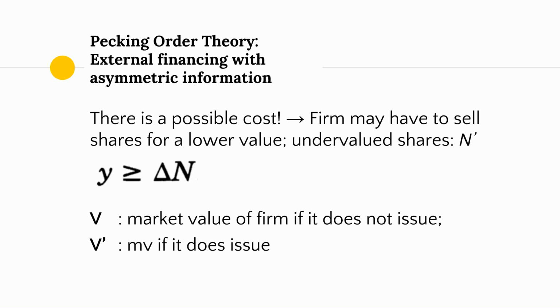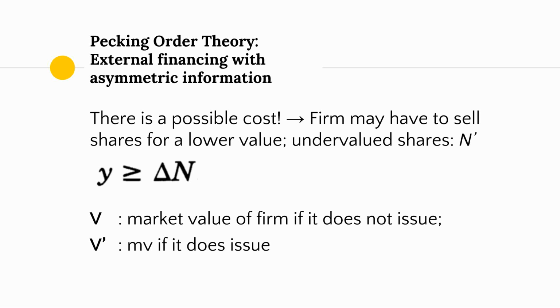So the benefit of raising N dollars by a security issue is Y, and the net present value of this is the net present value of this investment opportunity. There is, however, a possible cost. The firm may have to sell securities or shares for less than what they're really worth.